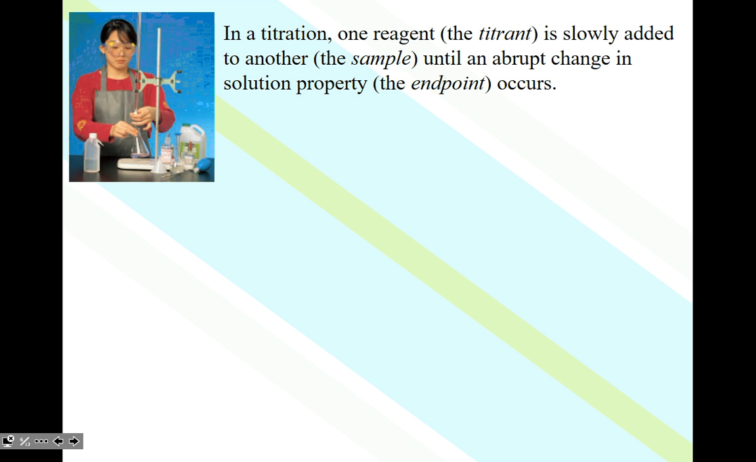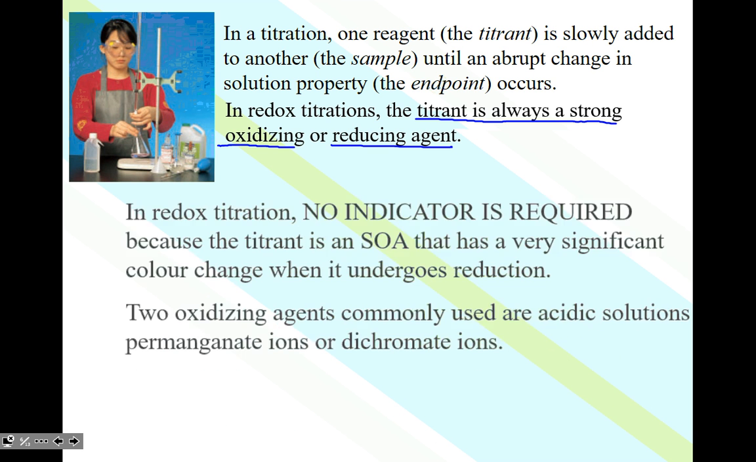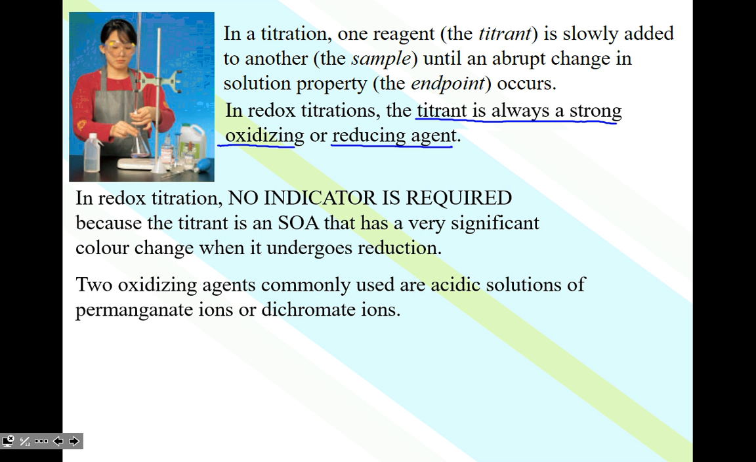In a titration, one reagent, the titrant, is slowly added to another, the sample, until an abrupt change in the solution or the endpoint occurs. In redox titrations, I should say, the titrant is always a strong oxidizing or a strong reducing agent. So now we're taking a look at what the strong reducing agent and the strong oxidizing agent is. In a redox titration, another difference is there's no indicator. You don't add the indicator to your sample. It's not required. However, you still get a color change, because a titrant is an SOA that has a very significant color change when it undergoes reduction.